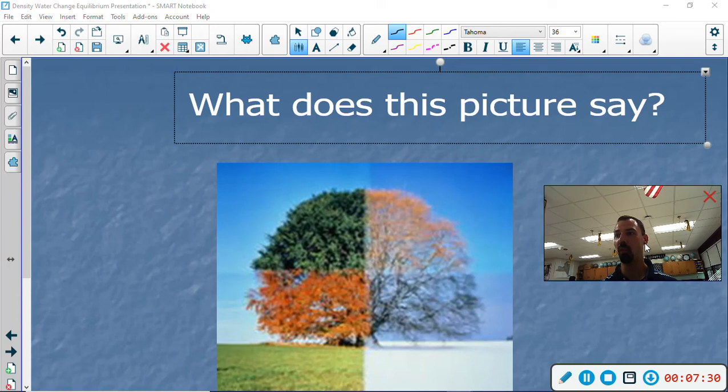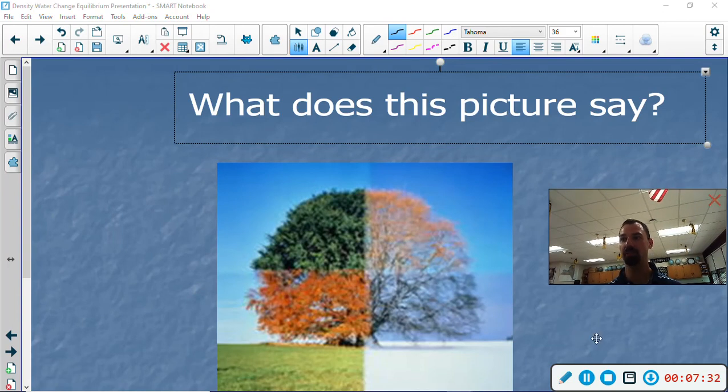All right, what does this picture say? Well, this picture is a time-lapse picture of a tree. This is actually a European copper beech, which I have one of in the front of my house. Very large tree. It shows the seasonal change very well though. So you notice up here in the top part of the picture, the green, that's summertime. The orangey red is fall. And then the twigs is obviously winter, and then spring.